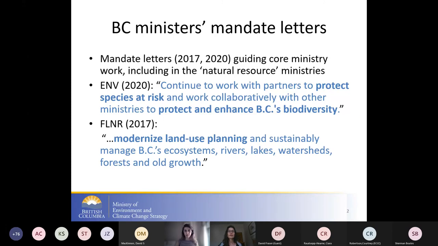And so to talk about that, I'm going to step back a little bit and provide some context on current direction related to biodiversity in British Columbia. So government priorities in general are increasingly being guided by mandate letters. Those are letters from a prime minister or a premier to their cabinet ministers, and BC is no different there. The mandate letters in question with the current administration are from their 2017 term, and the most recent ones from 2020 are guiding core ministry work, and that includes in the so-called natural resource ministries.